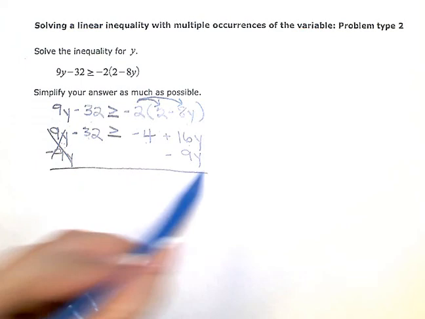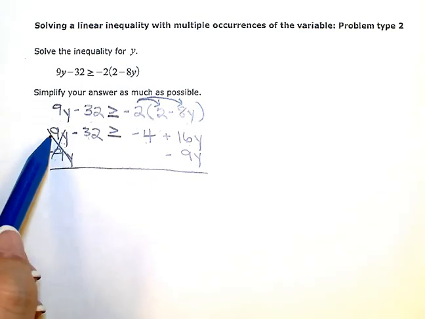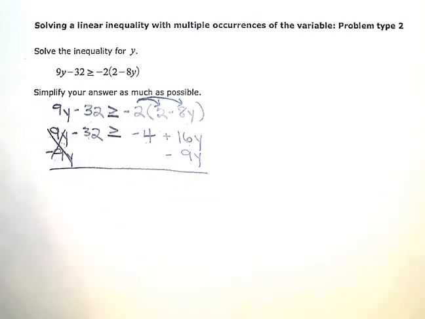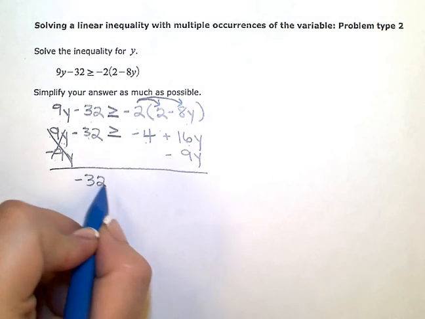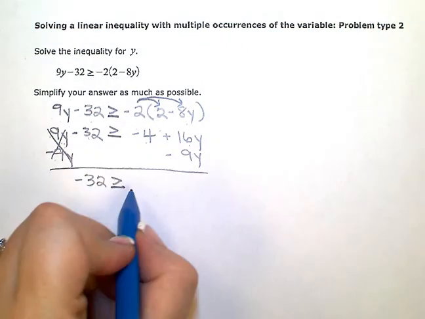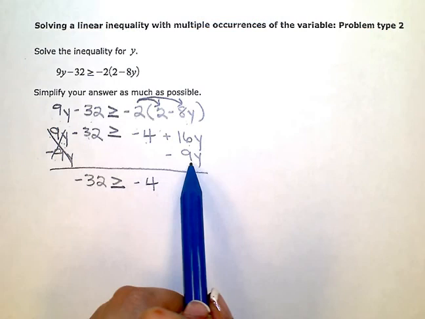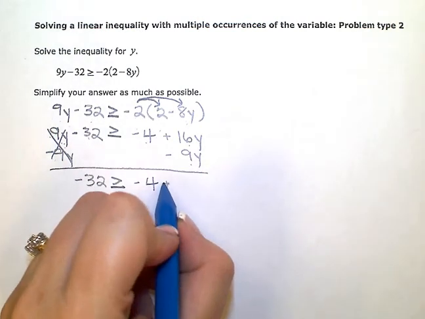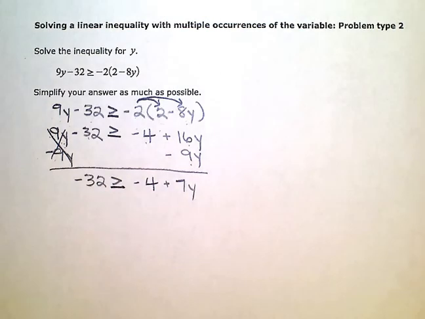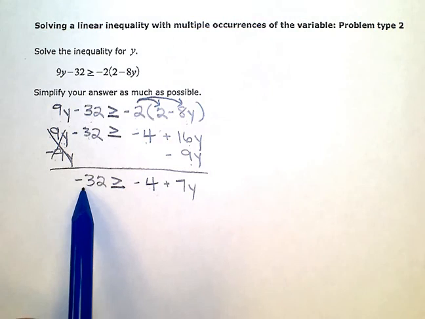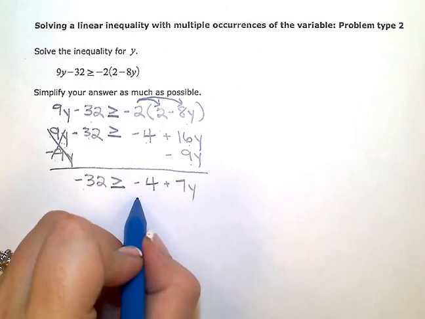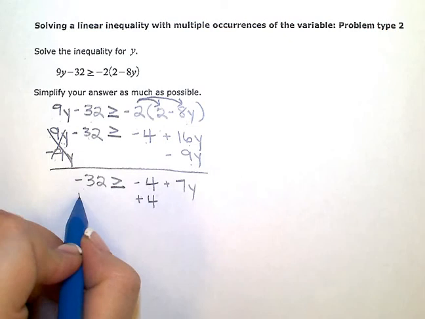And the only reason I chose to do the 9y instead of the 16y is just because 9 is smaller than 16. But when I simplify, I'm left with negative 32 on the left is greater than or equal to negative 4. And then when I combine these two terms, 16y minus 9y is 7y. Now I have constant terms on both sides of the inequality. So I'm going to zero out this negative 4 by adding 4 to both sides.